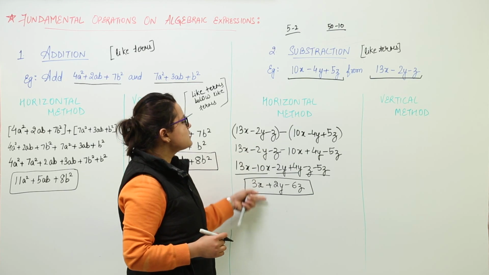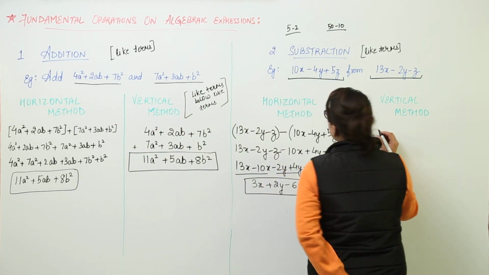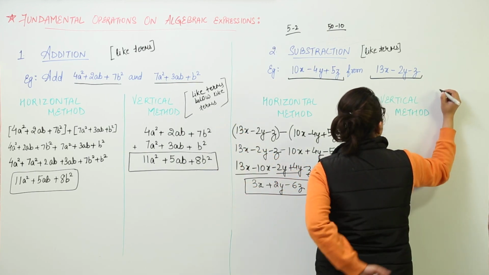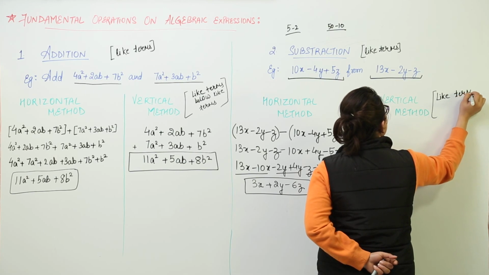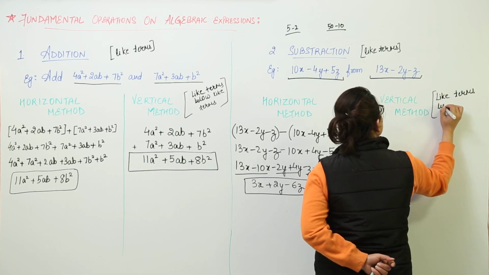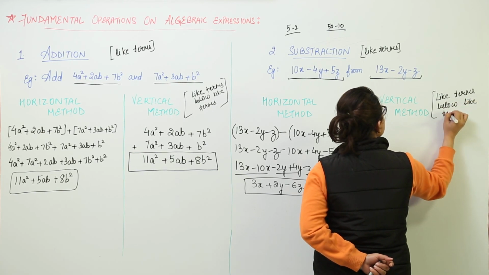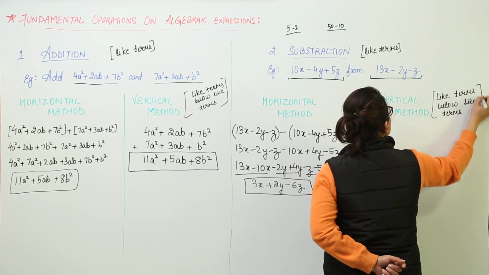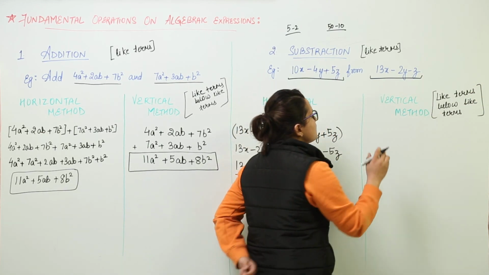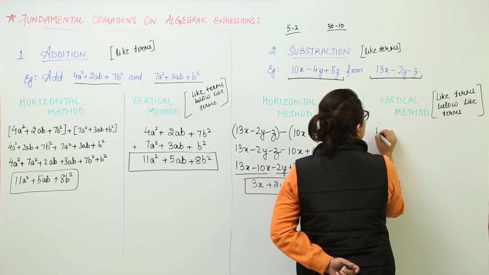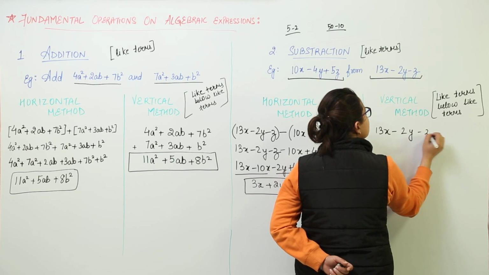Let us try this subtraction by the vertical method now. In the vertical method, make sure like terms are written below the like terms only, so that you can subtract only like terms with the other like terms, right? You cannot do a subtraction between unlike terms. So make sure you are writing like terms below the like terms. So what is the bigger expression from which we have to subtract? It is 13x minus 2y minus z.